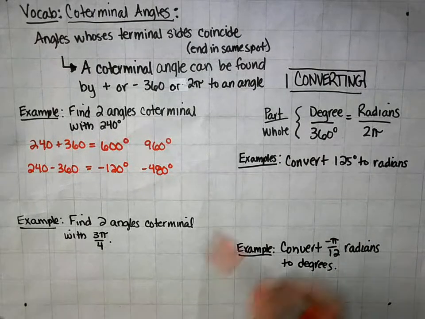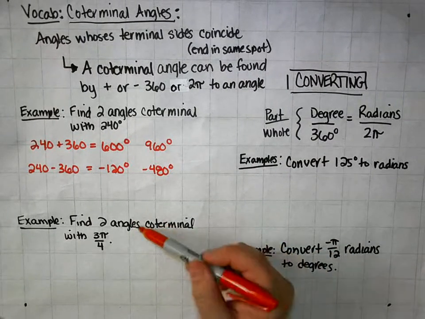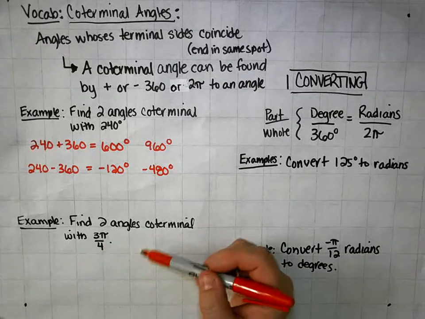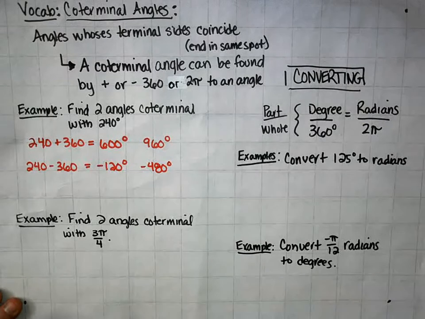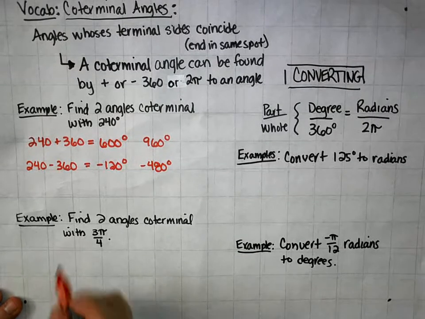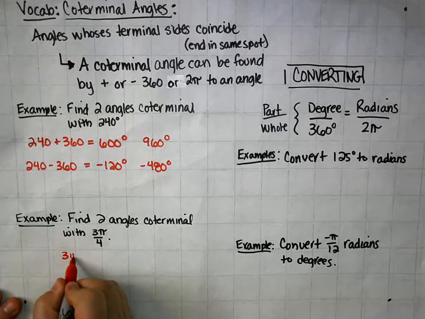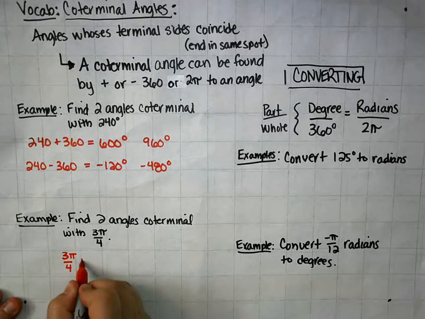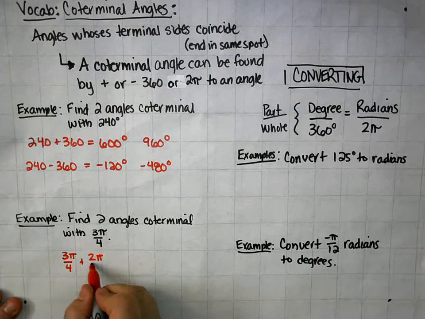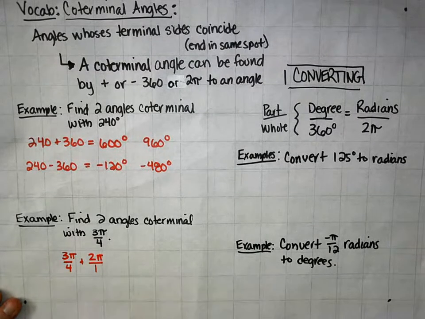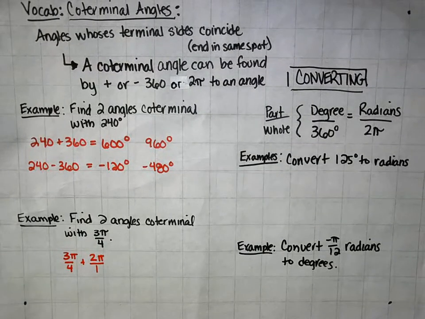Example number 2 says find 2 coterminal angles with 3 pi over 4. This angle is given in radians, so I want to either add 2 pi or subtract 2 pi. So if I take 3 pi over 4 and I want to add 2 pi, this is a fraction. I need to get a common denominator.